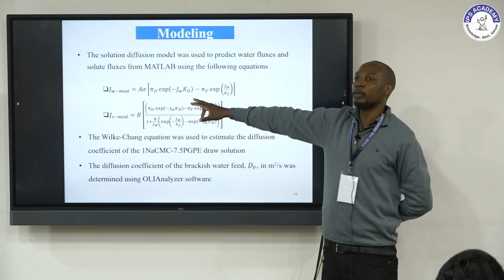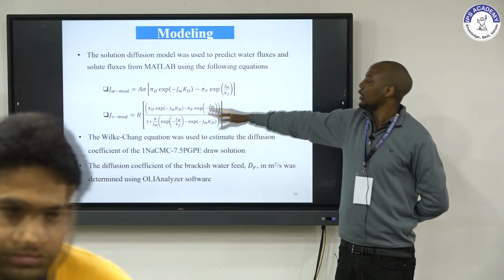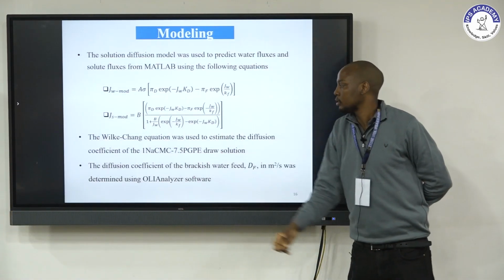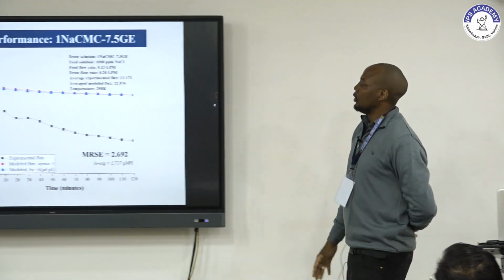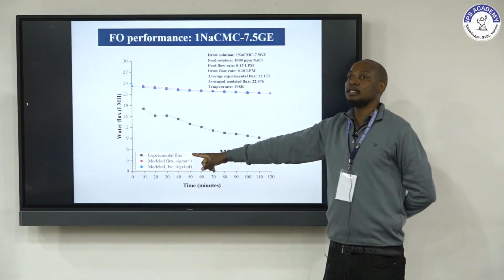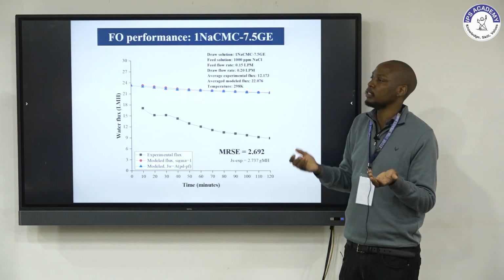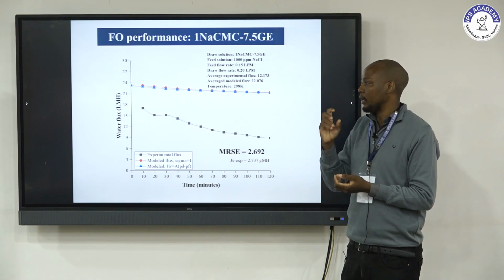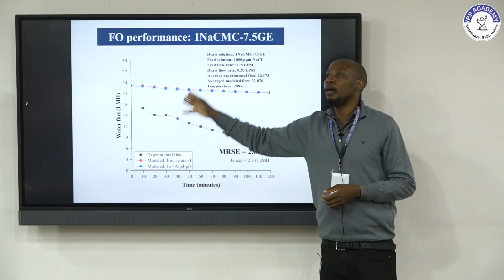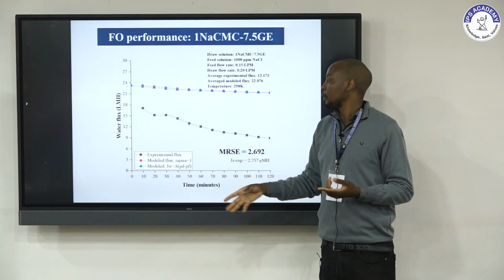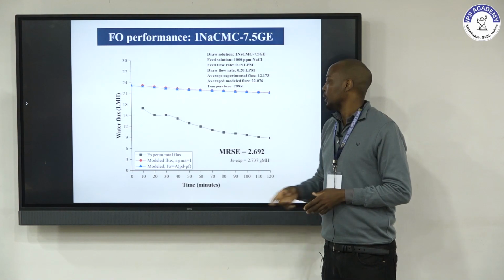Now, this is the equation we used for modeling, and this is the equation we used to determine the salt flux. Then these are the results. The experimental flux is determined after every 10 minutes because from our setup we're doing balances. So after every 10 minutes, we noted down the change in the mass of the draw solution and the feed solution, and calculated our experimental flux in liters per meter squared. Then the modeled flux using the solution diffusion model.